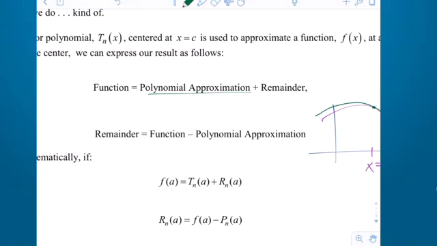So what our hopes are then is, can I at least bound the remainder? Can I bound the error so that I know that I'm at least within some reasonable margin of what the actual is?